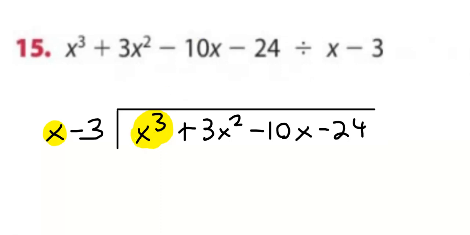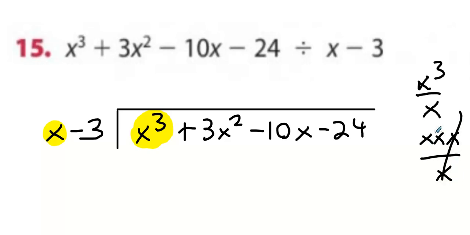So what do we do first? We do x cubed divided by x. And what's x cubed divided by x? What's 3x divided by 1x? X by x, which is x squared. We okay with that? Multiply. What happens when you multiply?